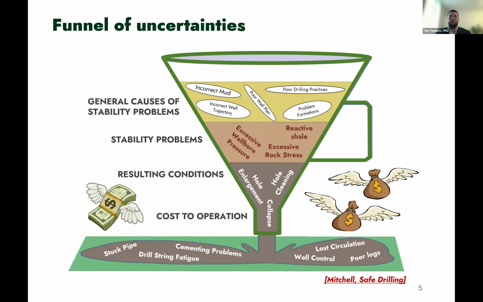Please note the funnel of uncertainties in borehole stability estimation. You can see that incorrect mud, incorrect well trajectory, poor well plan, problem formations, and poor drilling practice lead to excessive borehole pressure, reactive shale chemical reaction, and excessive rock stress. In common, this leads to lost circulation, cementing problems, stuck pipes, drill string problems, well control issues, poor logs, and other negative factors that lead to a very big cost of drilling and wasted time.